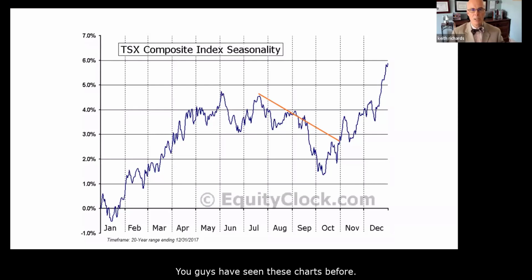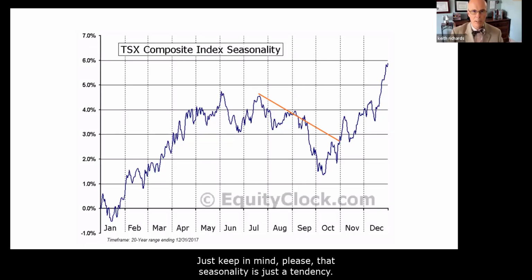You guys have seen these charts before. They're equity clock charts. I sometimes use them on my blogs. And this is just the TSX seasonality chart, pretty similar to the S&P 500 in that the summer tends to be weak. The TSX in particular tends to really experience some weakness into September, October, versus when you look at the S&P, it's typically a little bit weaker between July, August. Not to say on this chart that you're not seeing weakness in July and August, but the real noise comes in usually in September.